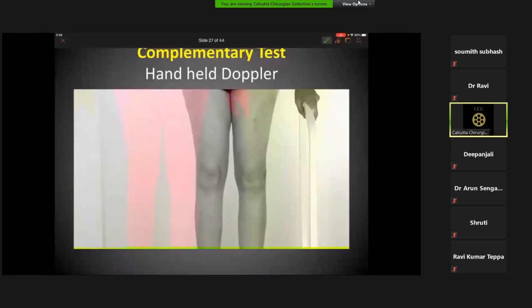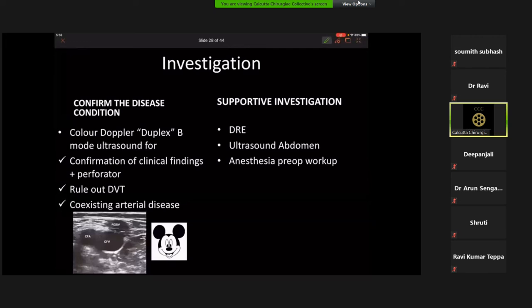Now, after that, the examiner asks, so then what? Sir, I will like to confirm the disease condition. You have already done the handheld Doppler.